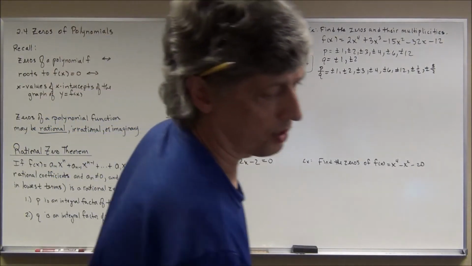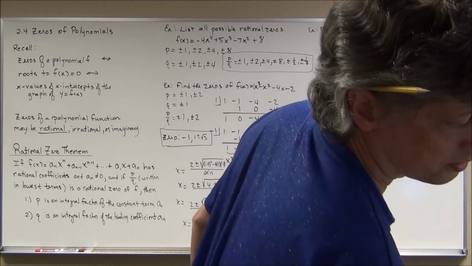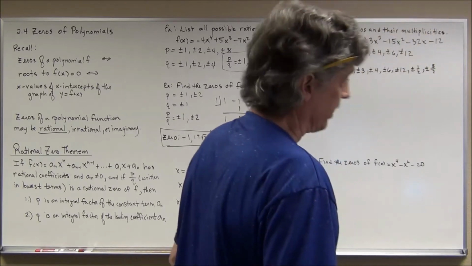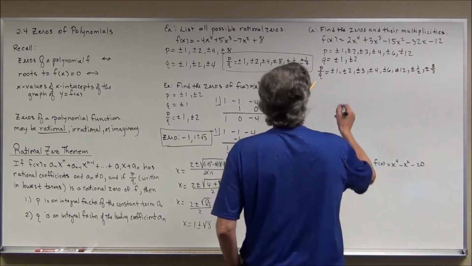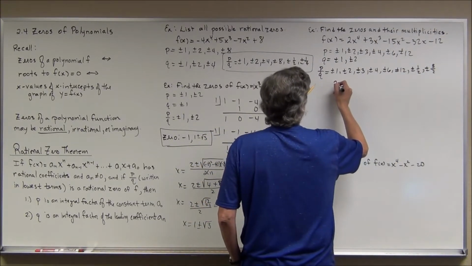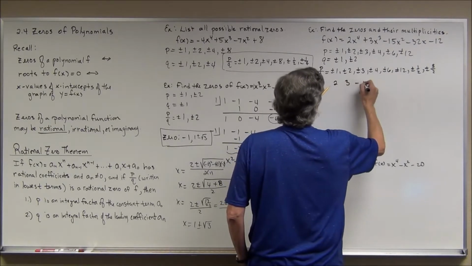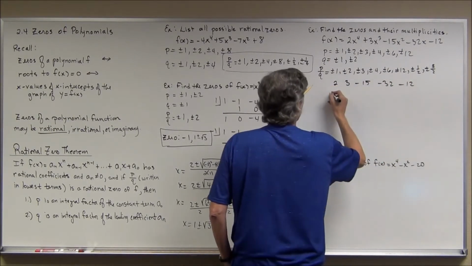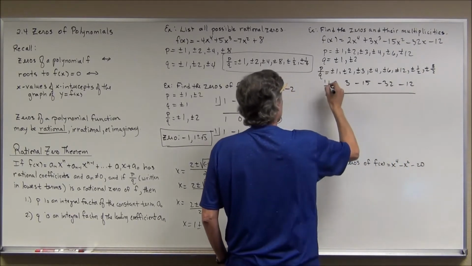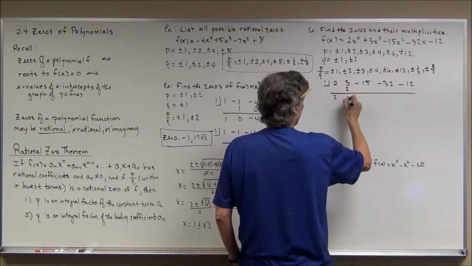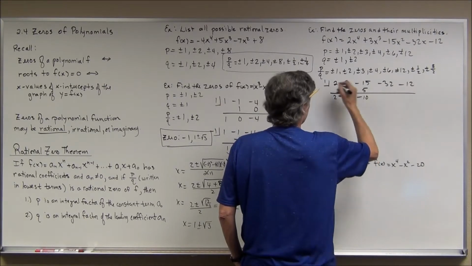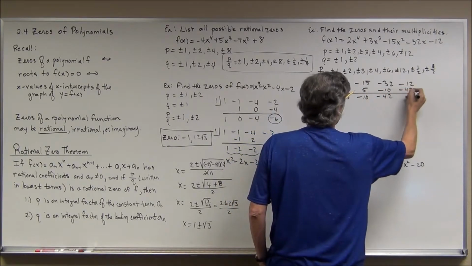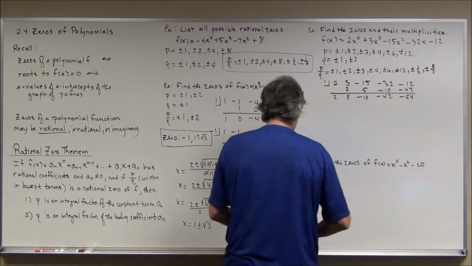Let's see if we can get started here. Let's try 1, we'll try negative 1, work our way through. 2, 3, negative 15, negative 32, negative 12. Let's try 1. 2, 2, 5, 5, negative 10, negative 10. No, it doesn't look like it's going to work. Negative 42, negative 54. 1's no good.